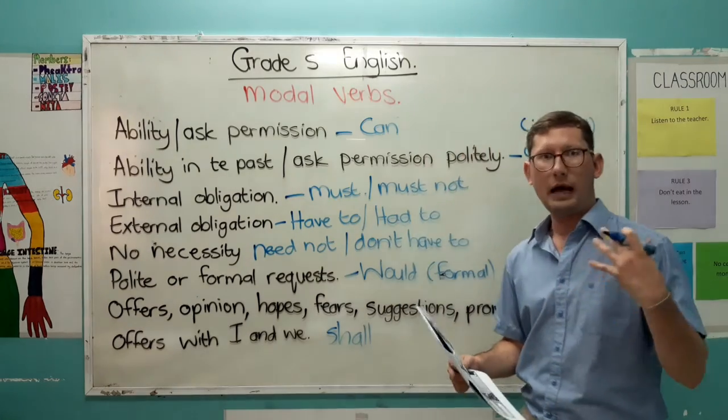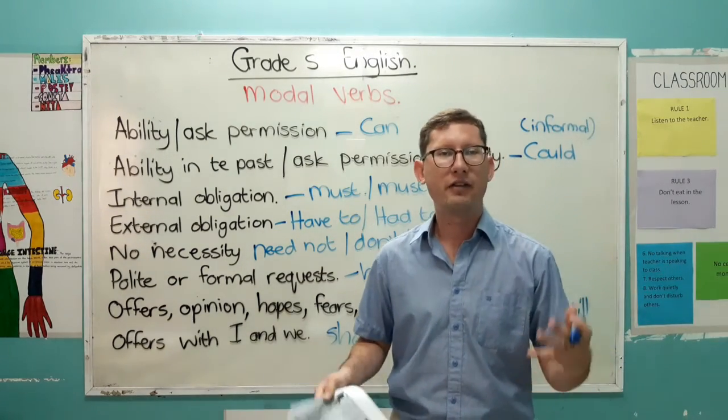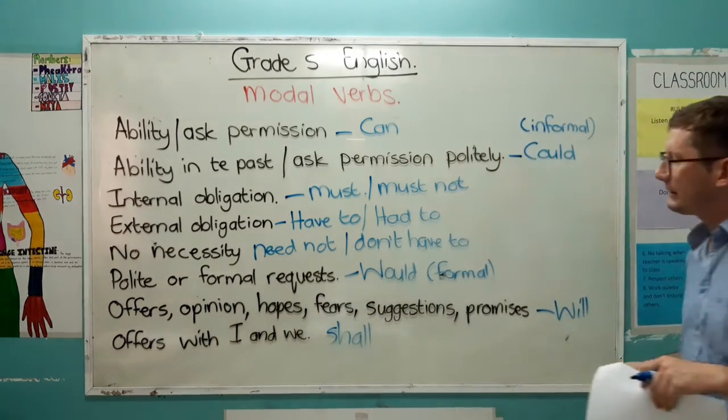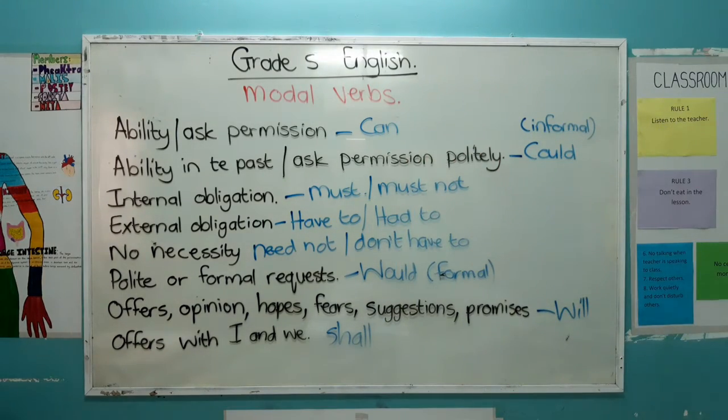Shall means you are going to do it. It's a fact that you are going to do it. Okay, all right. So I hope you understand. And then there are some worksheets you need to complete about modal verbs. Fill in the blanks with a proper modal verb and choose the one: can, could, must, mustn't, have to, had to, needn't, don't have to, would, will, and shall.